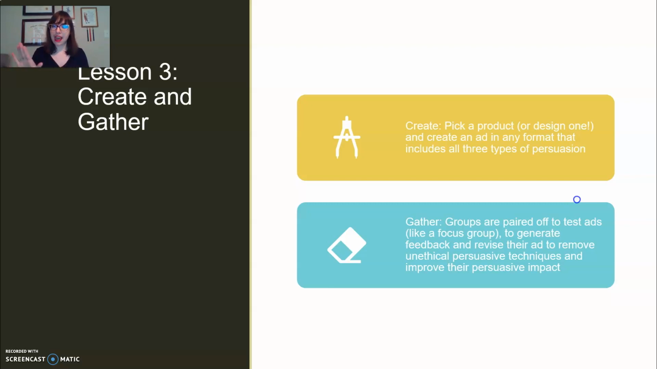So you'd have group A showing their ad to group B. Group B would act like the focus group and explain what group A needs to do to revise so that their ad isn't misleading, and to improve their persuasive impact, and vice versa.